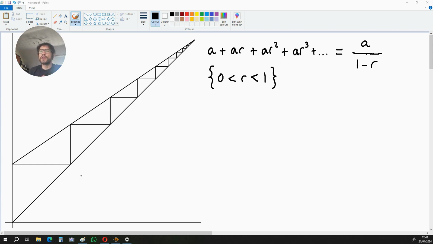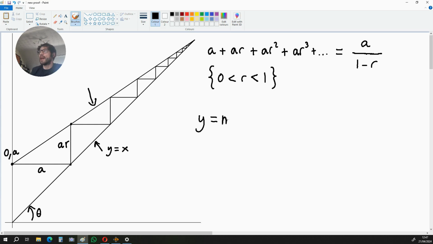The first step for this visual proof is to name this line over here y is equal to x. Okay, and this angle over here, theta, is going to be 45 degrees. Next, we're going to name this point over here (0, a). Okay, and this length from this point to over here is going to be a. What we're also going to do is call this length over here, from this point to this point over here, a times r.